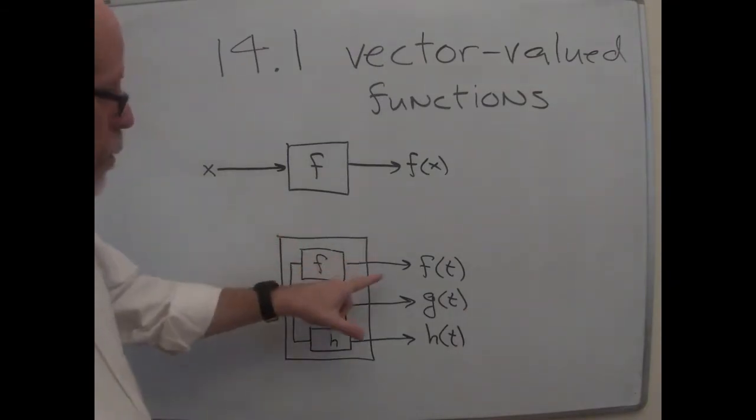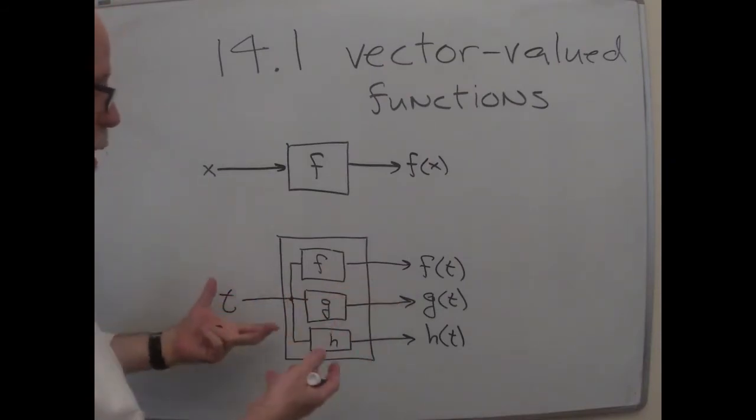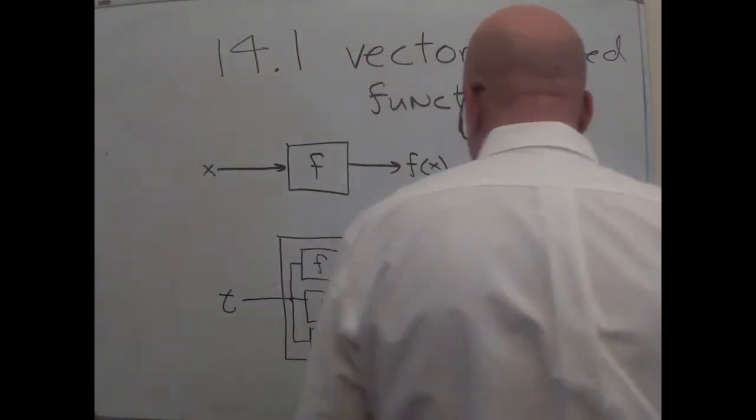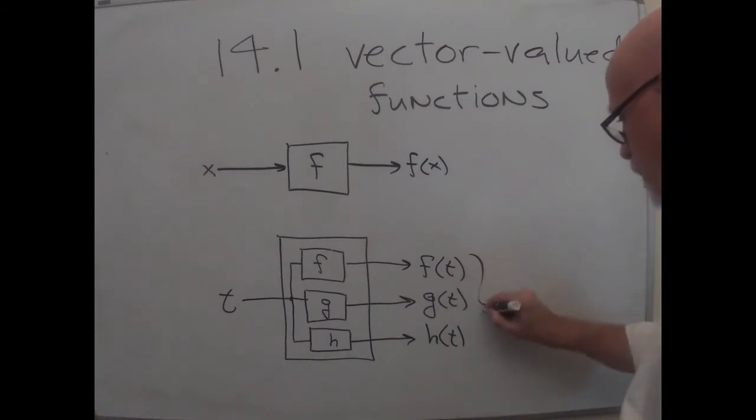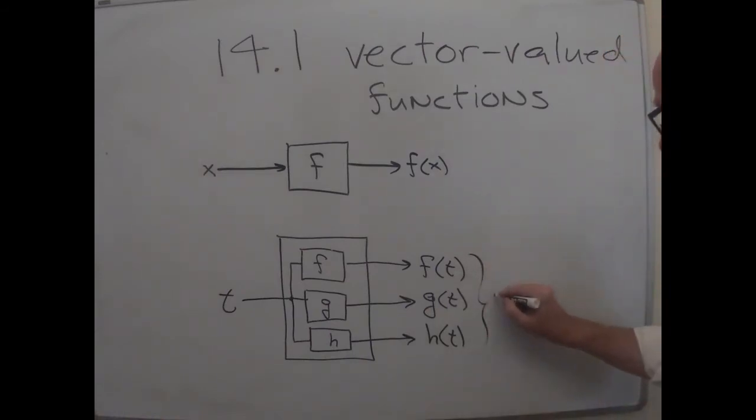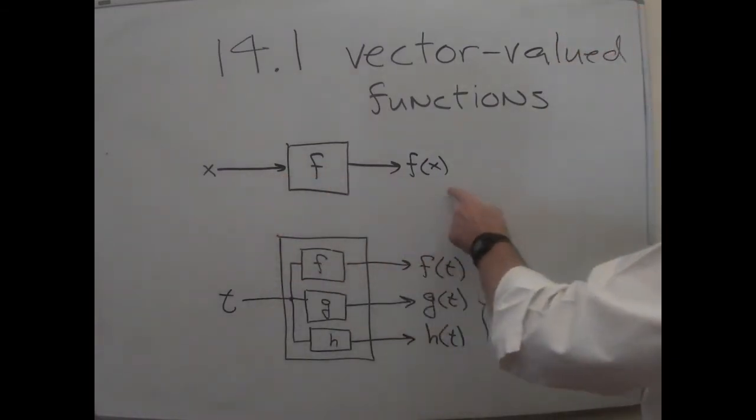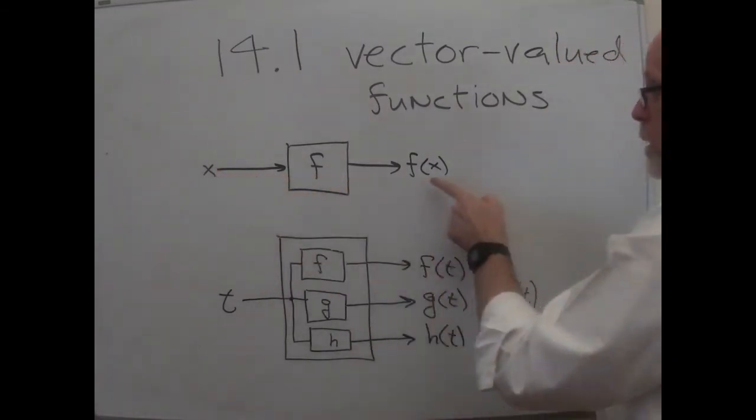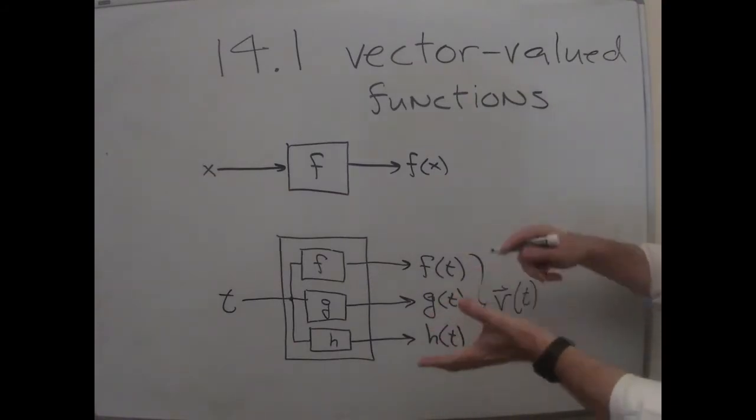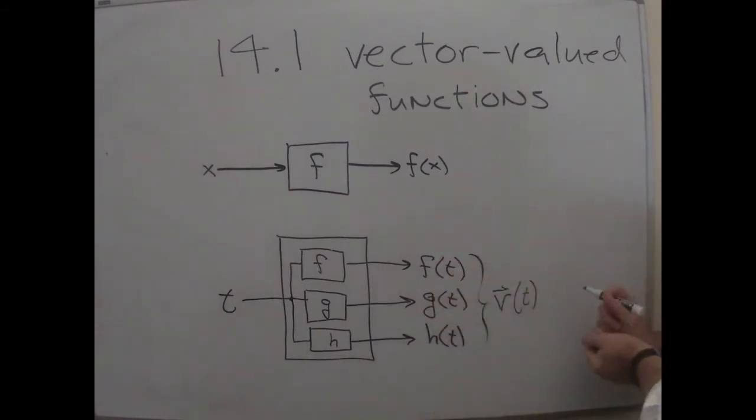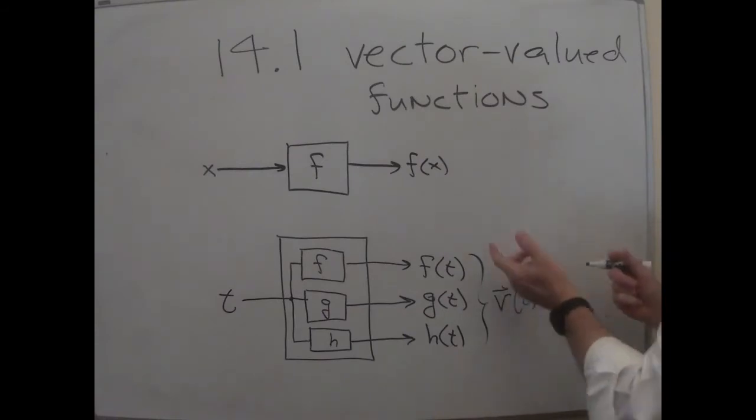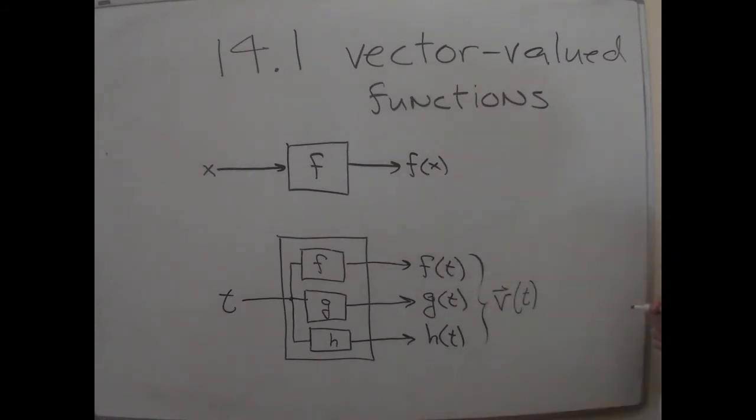Well, when you have such a thing, there's a shorthand for it, which is to say, look, treat these three things as the components of a vector. So call this v of t. And if you do that, then you think of it as looking more or less like this. One in, one out, except the in is a scalar and the out is a vector. I like to think of it as a cable with three different wires bundled together. But that's the vector version of it.